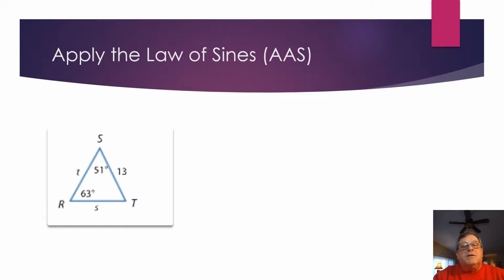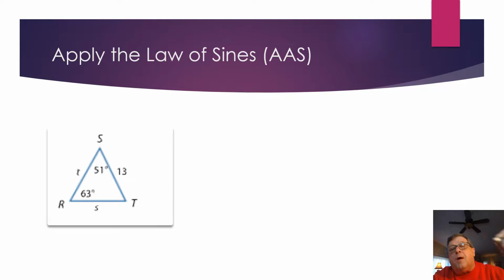We're going to be working with the law of sines. We can use the law of sines to help us solve a triangle, find all the angle measures, find all the side measures. We're talking about triangles that are not right triangles. One of the ways we can use the law of sines is if we know angle, angle, side. That's what we're going to demonstrate here in this video lesson.